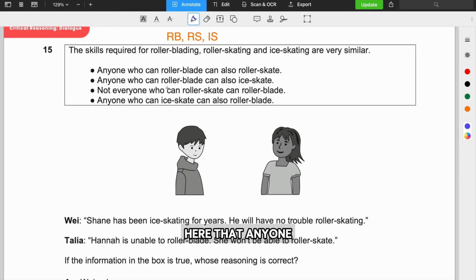So first of all, one thing I want you guys to pay attention to is skim this quickly, and it says here that anyone who can rollerblade can ice skate, and anyone who can ice skate can rollerblade. So notice that this statement and this statement, they're both talking about the same 2 categories of rollerblade and ice skating. So basically, what we can assume from that is that the category of people who rollerblade is the same as the category of people who ice skate and vice versa.